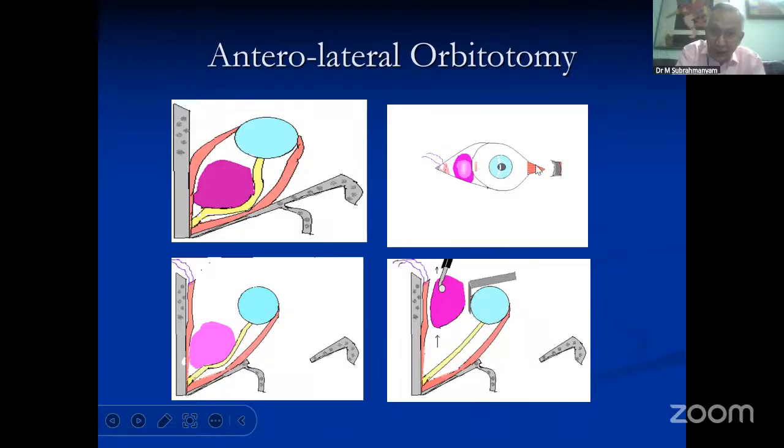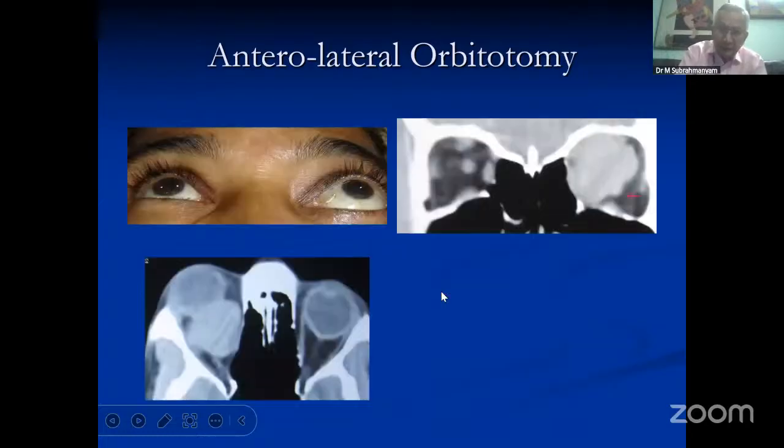Now what can we do? Since we have created space on the lateral side, you can put a retractor and pull the globe laterally. Similarly, the medial rectus can be pressed with a retractor against the medial wall. So in between you have space. Work in this space, identify the tumor and take it out with the help of a cryo. This is anterolateral orbitotomy.